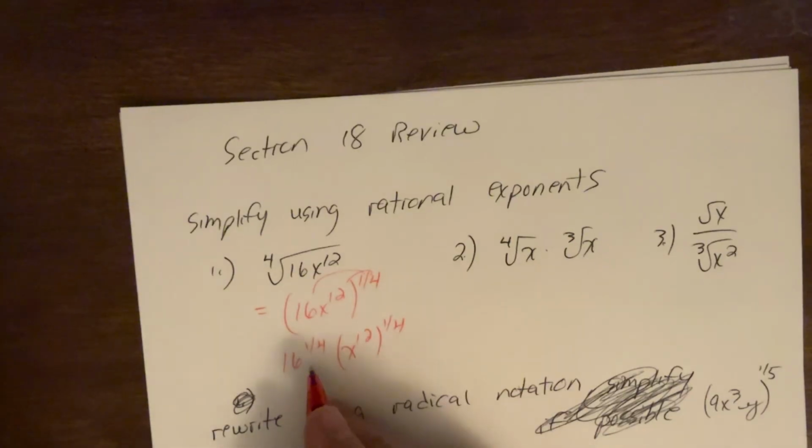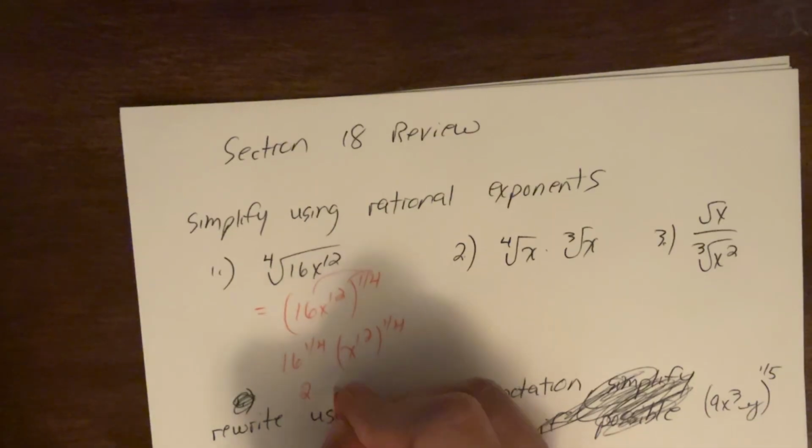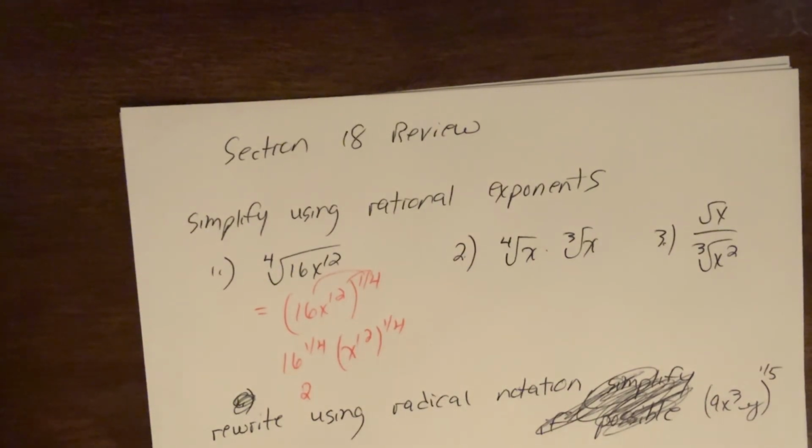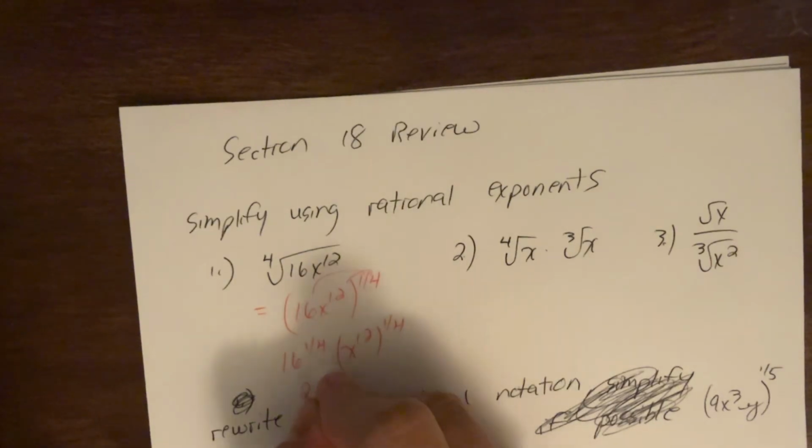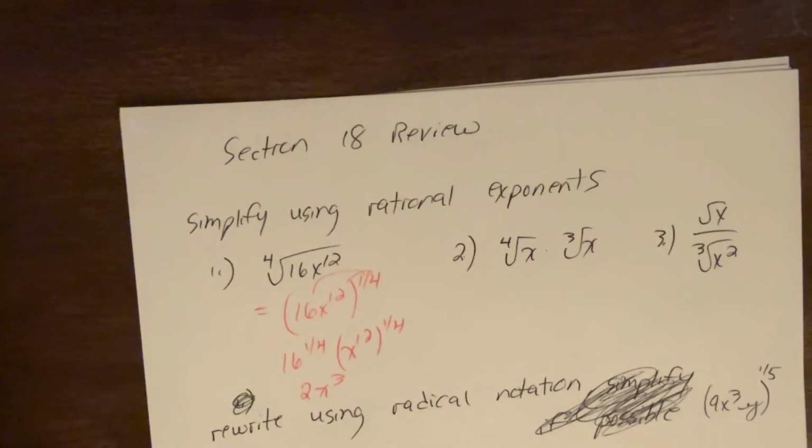Well, the 16 to the 1/4, we realize that is the 4th root of 16, kind of going backwards, and that comes out as a clean 2. X to the 12th to the 1/4, I multiply that out, and I get an x cubed.